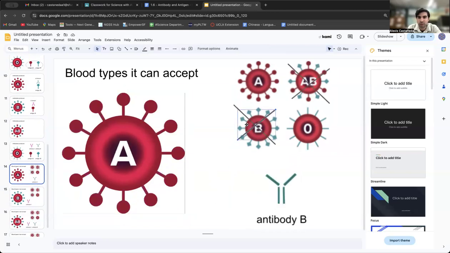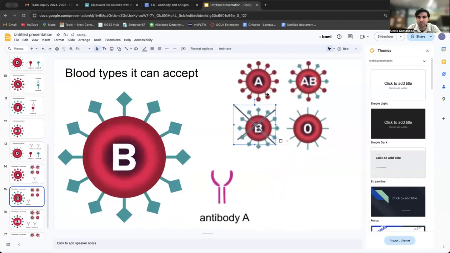So what is the body going to do? It's going to eliminate those two. If these two come around, it will say, no, you cannot come to my party. You have antigens that are dangerous. I'm going to remove you. Same with blood type AB, right?